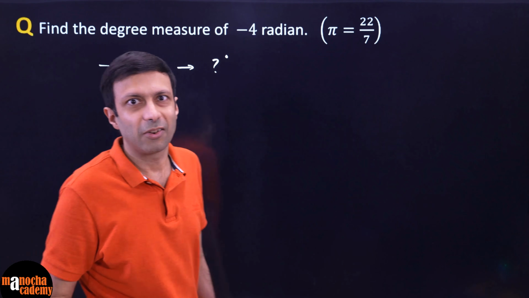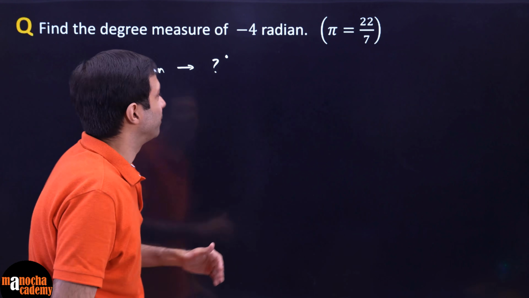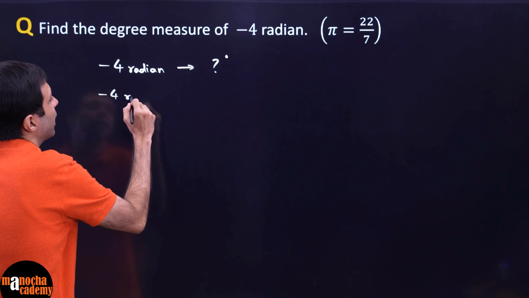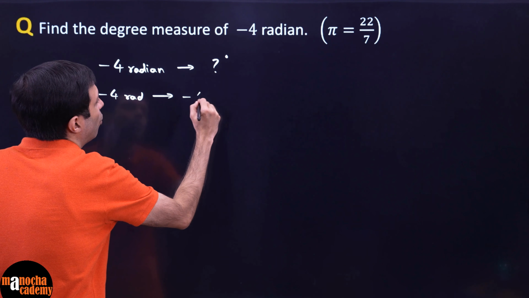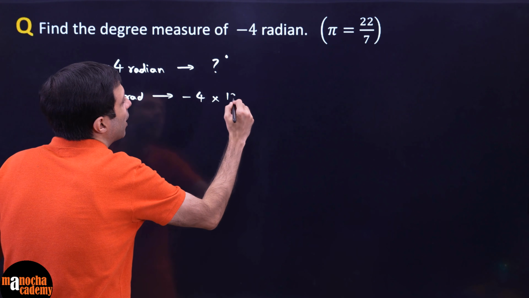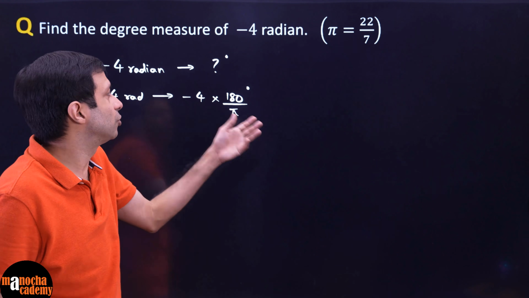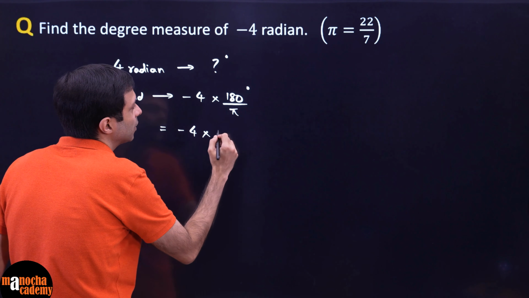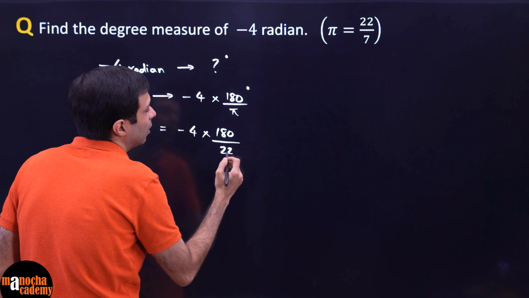And what is the shortcut trick? Simply multiply by 180 by pi. So when you're going from radians to degrees, -4 radians is going to be -4 times 180 by pi degrees. And they've asked you to take pi as 22 by 7. So let's substitute it here. What will we get? -4 times 180, and pi will be 22 by 7.